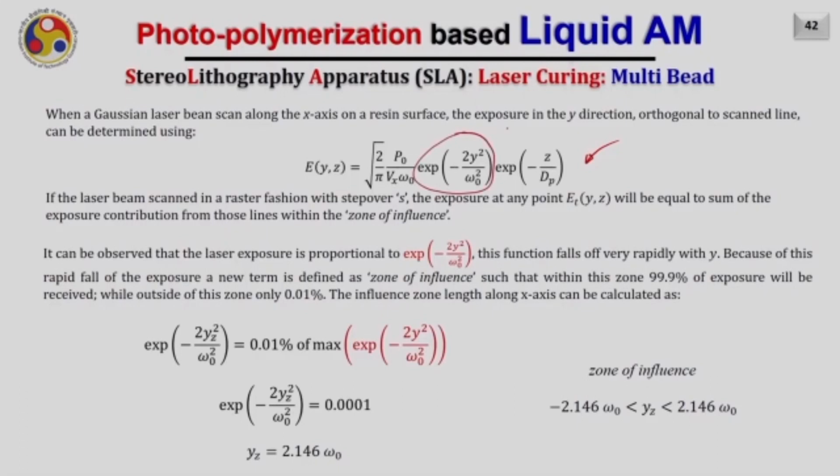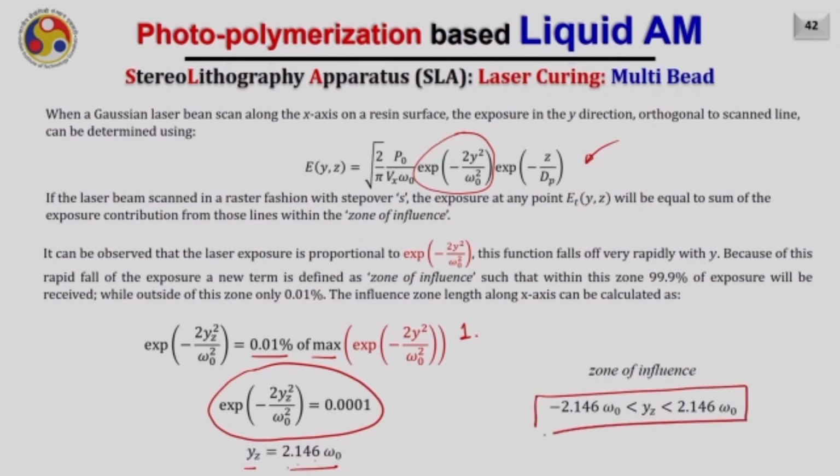This particular exponential term falls off very rapidly with Y, and let me consider the energy when it becomes 0.0% of its maximum value. Maximum is obviously 1. When this expression becomes this much, Y comes to be 2.146 omega naught. This means this is the zone of influence, from minus 2.146 omega naught to 2.146 omega naught.